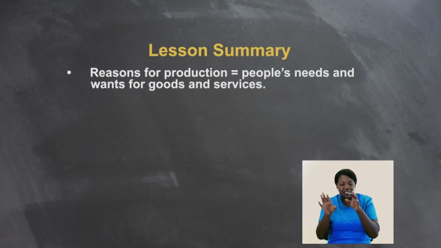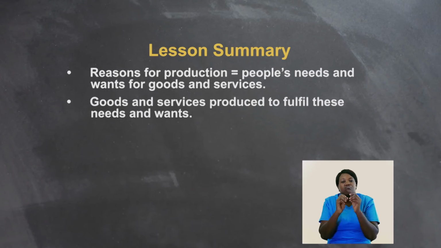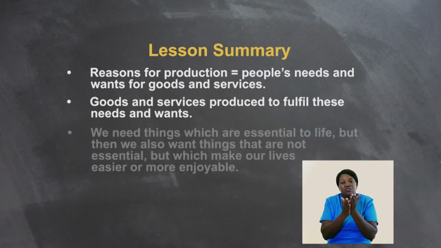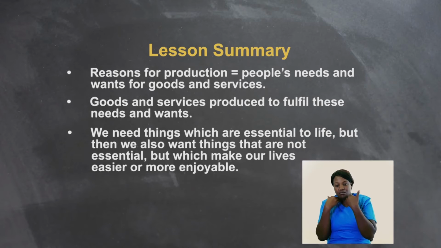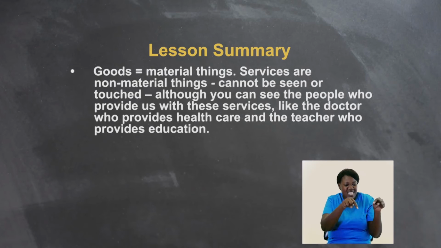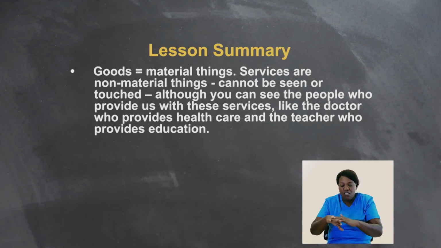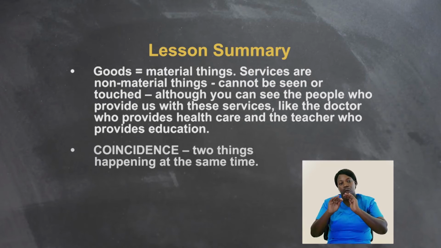Viewers, let's summarize. The reasons for production are found in people's needs and wants for goods and services. Goods and services are produced to fulfill the needs and wants. We need things which are essential to life, but then we also want things that are not essential but which make our lives easier or more enjoyable. Goods are material things. Services are non-material things, which means that they cannot be seen or touched. Although you cannot see people who provide us with these services, like the doctor who provides healthcare and the teacher who provides education. Coincidence, two things happening at the same time.